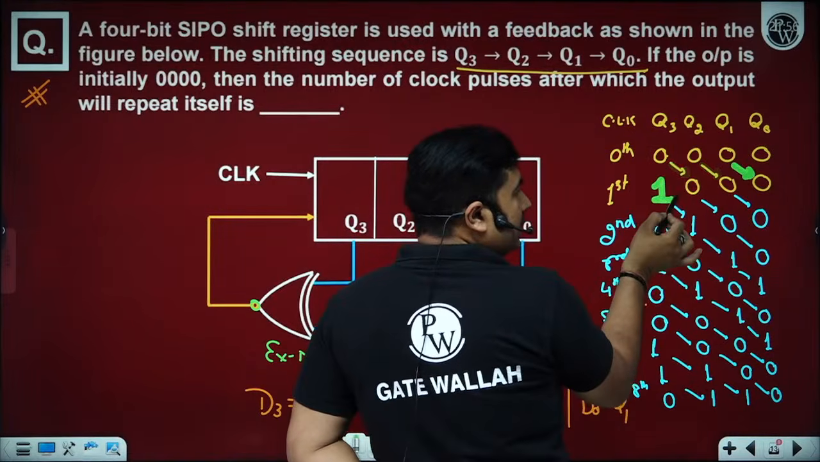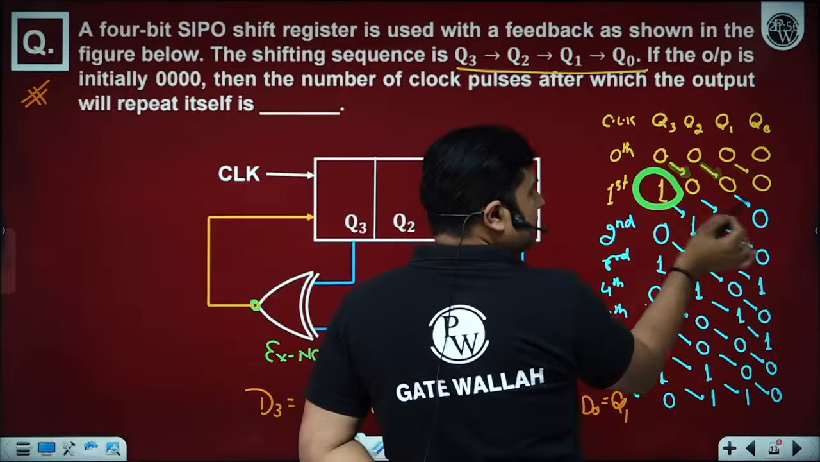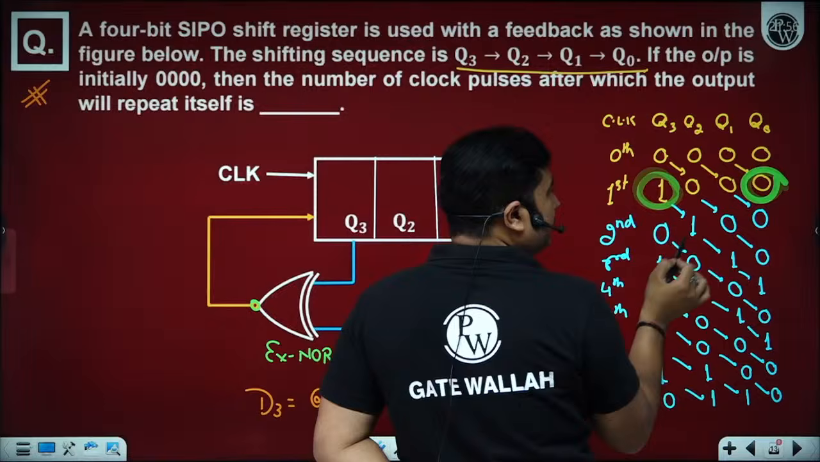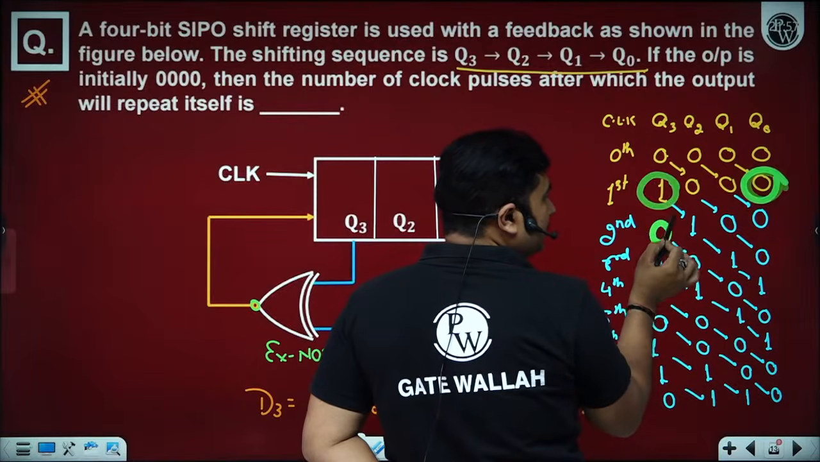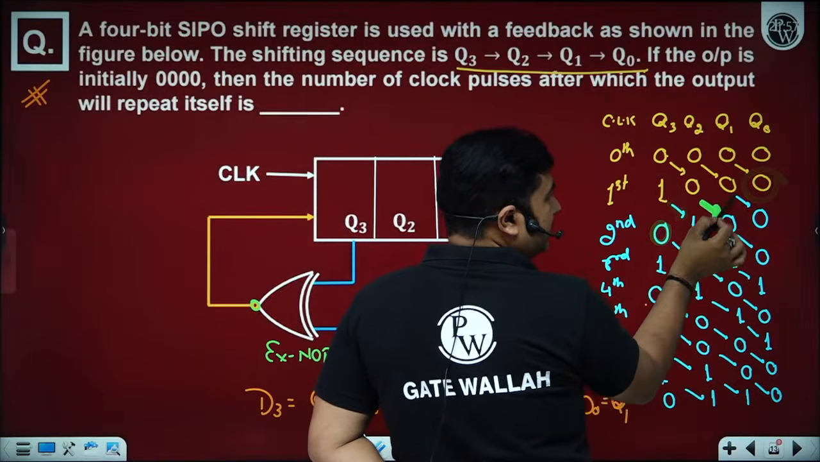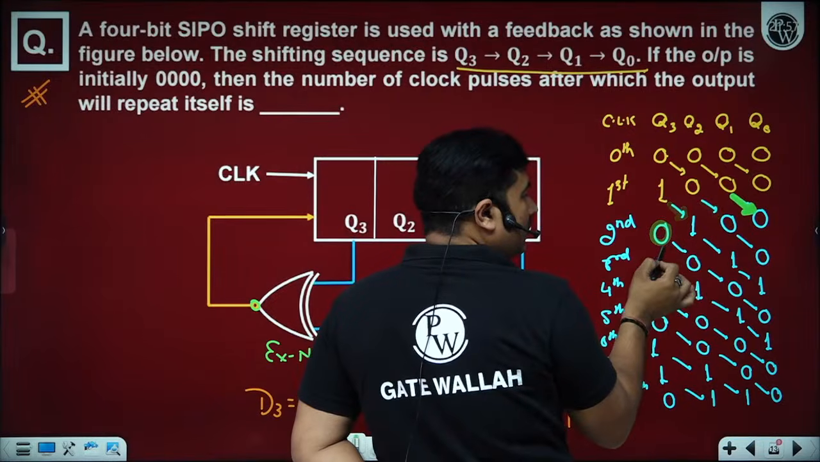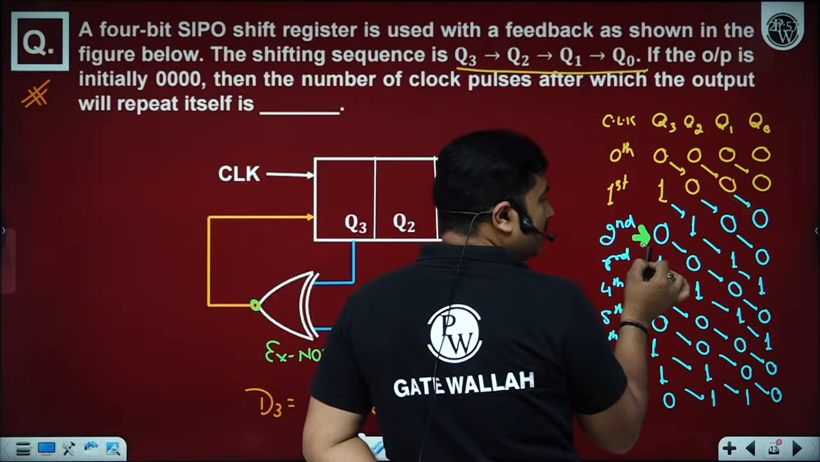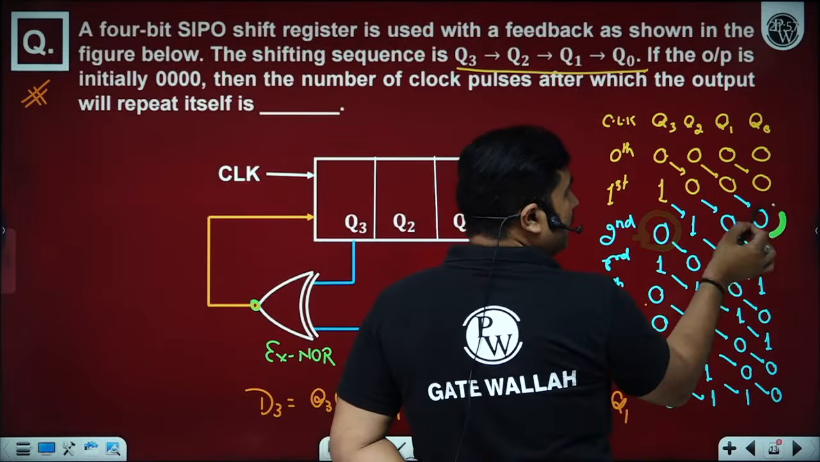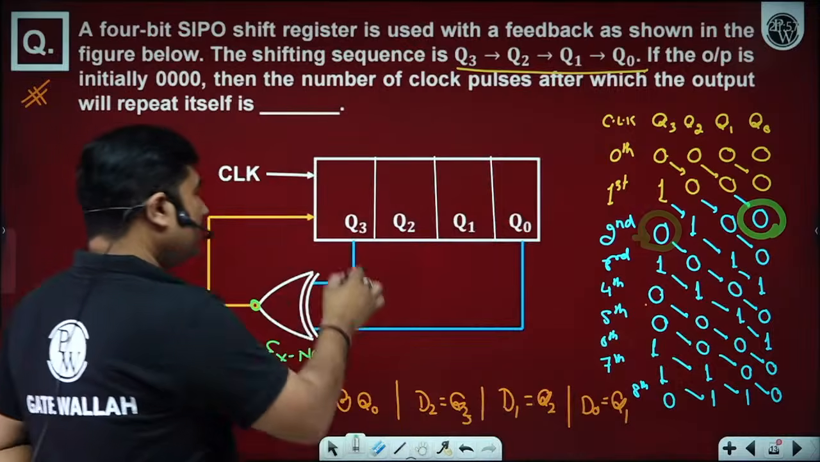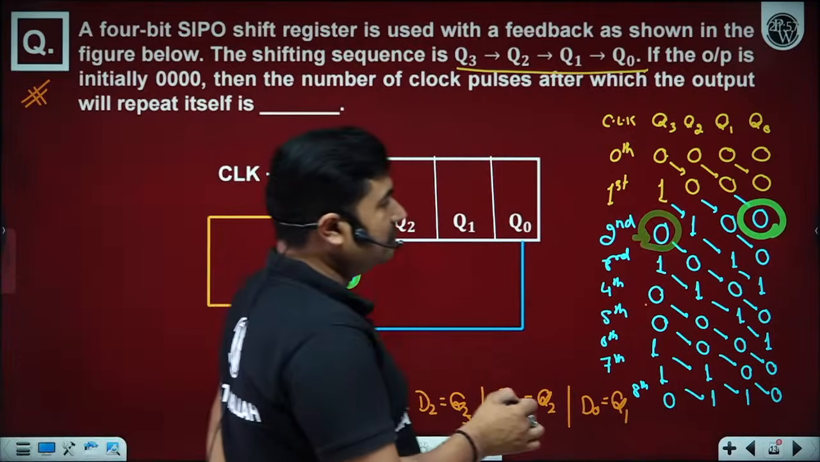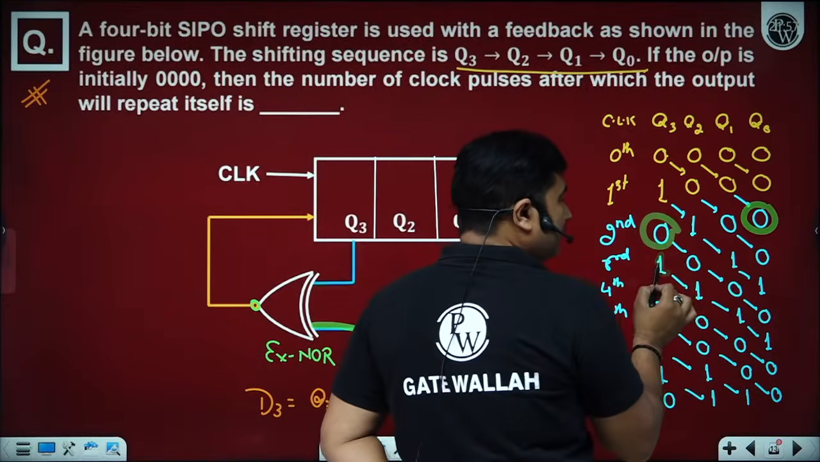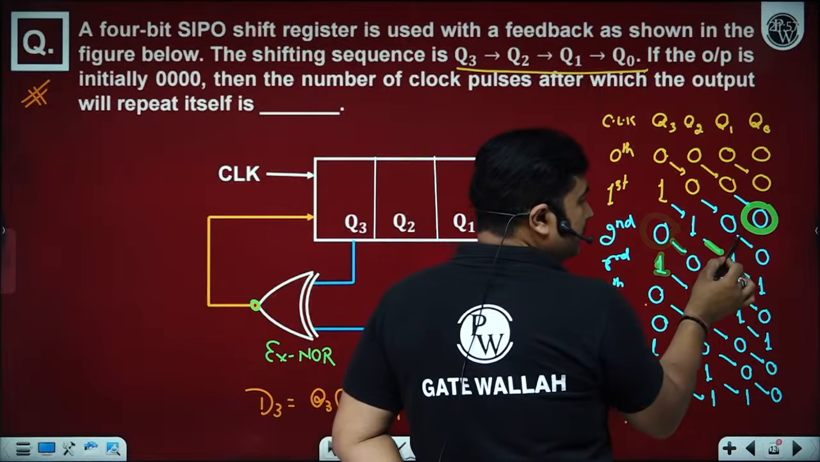No doubt. In the second clock pulse, observe this and this. Before applying the second clock pulse, the XNOR of these two, which are different, will give logic level 0. This is shifted here, this is shifted here, this is shifted here. Now, before applying the third clock pulse, observe Q3 and Q0, because their XNOR will give you the logic. They are the same, so you will get logic level 1. The 0 is shifted, 1 is shifted, 0 is shifted.